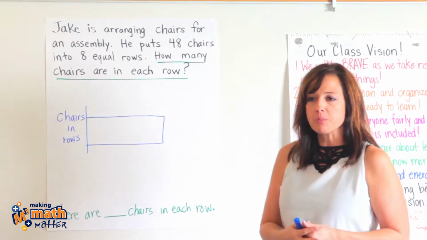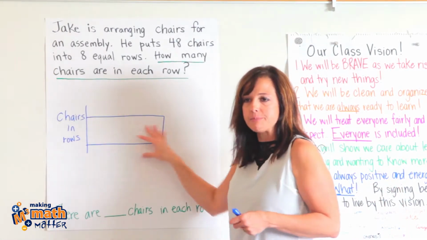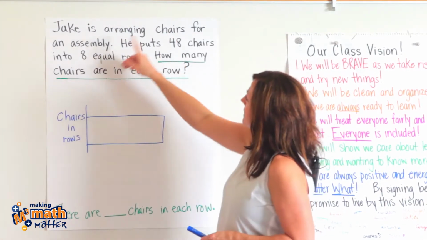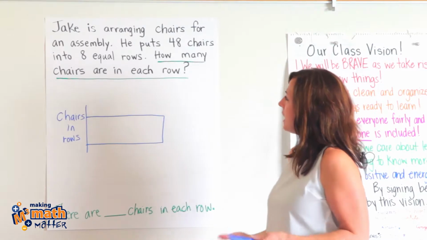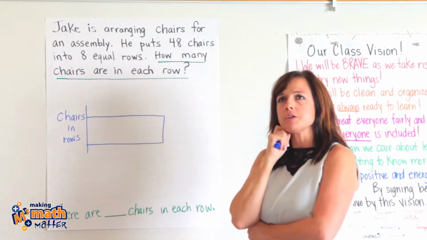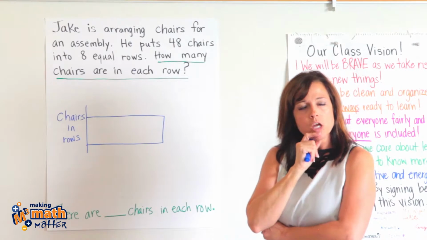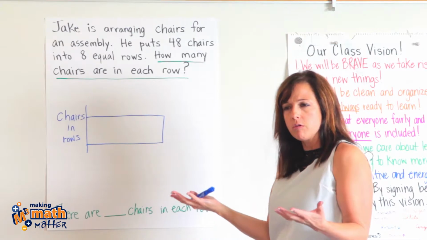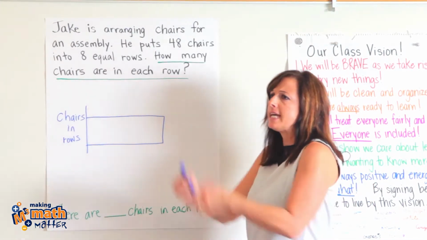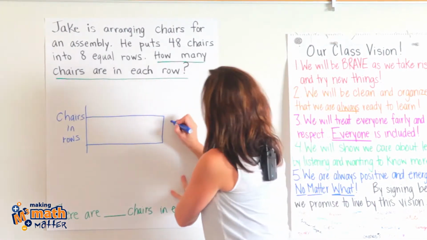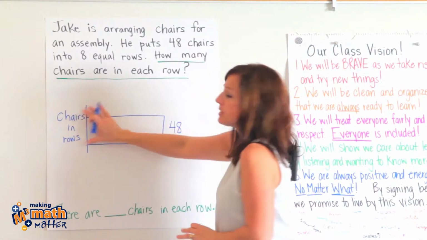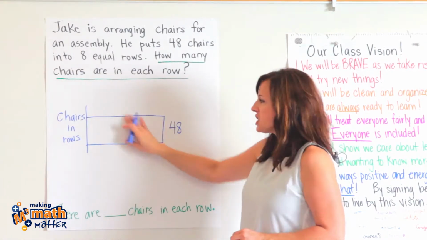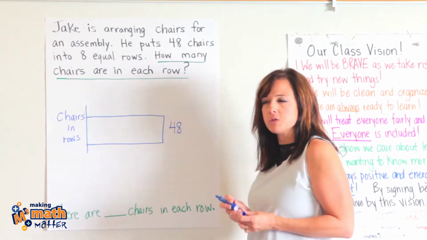So now let's go back through the problem and see what goes in this model. How am I going to break this up? What's going on with the problem? So Jake is arranging chairs for an assembly. We have that. He puts 48 chairs into 8 equal rows. Do we know the total number of chairs he has? Yeah. So where does that go? If I know the total, it always goes at the end. So I'm going to put 48 down here because I know this whole thing is 48. That's what it represents. I just haven't figured out what I need to break it up into just yet.